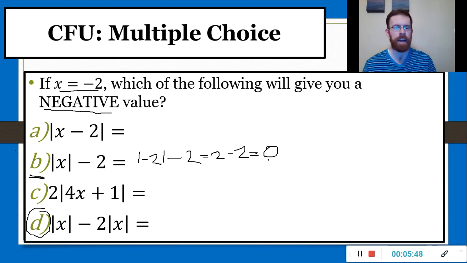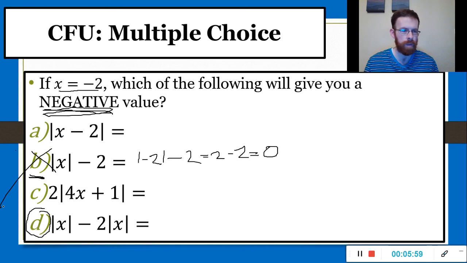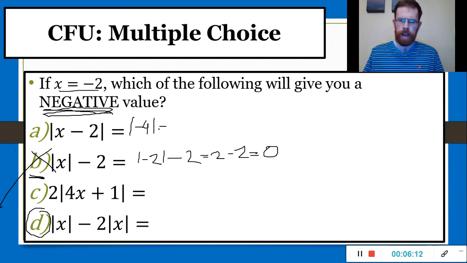Well, right, class, except I said negative. 0 is neither negative nor positive, so it doesn't work. Now, if you do the rest of these, first one, -2 minus 2 would give you -4. Absolute value of -4, positive 4. This one down here, C, should give you a 14.